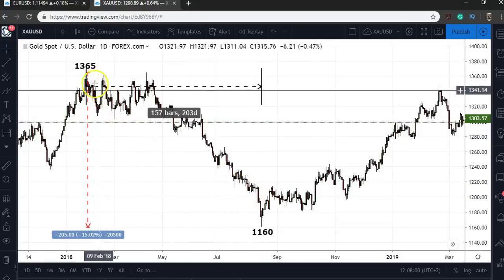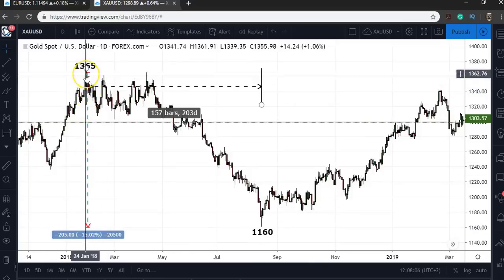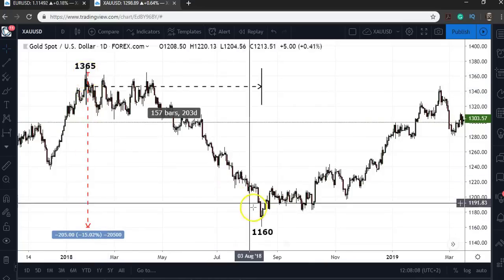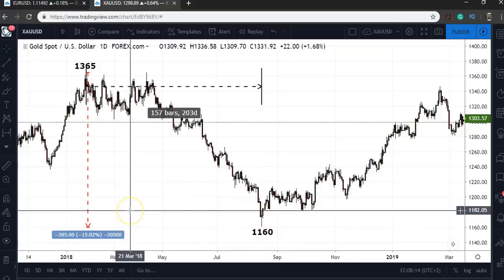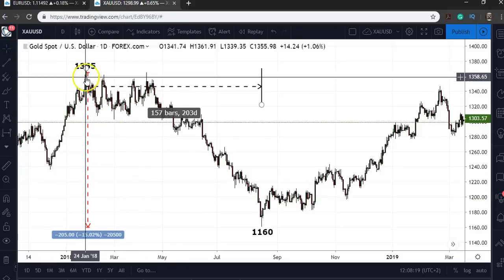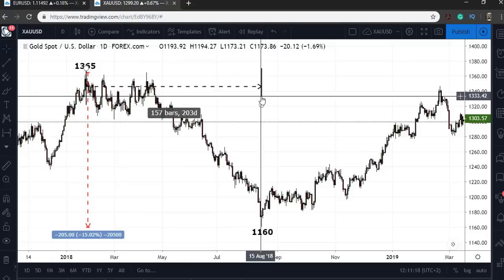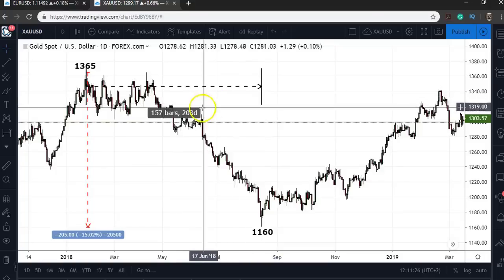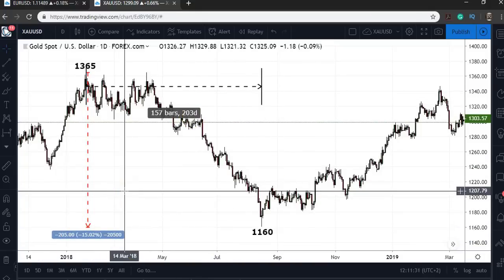And that is a price range of $205 from that high on the 25th of January last year to the low in August last year, a total price range of $205. But look at how long it took before that low came in. It took 203 days. This is what's referred to as price and time squaring with each other, i.e. being very similar or equal to each other. Like the 203 days was very equal to a price range of 205.